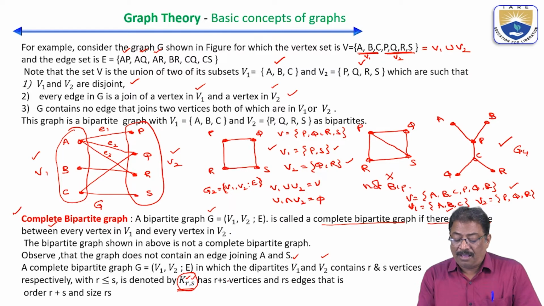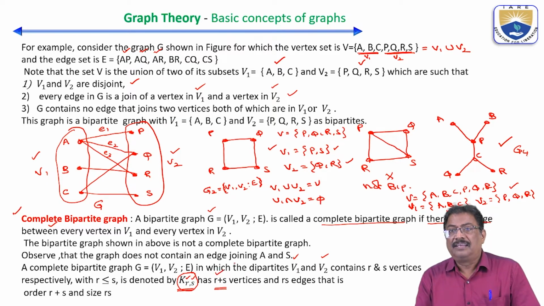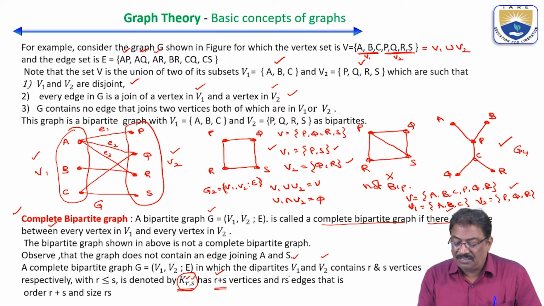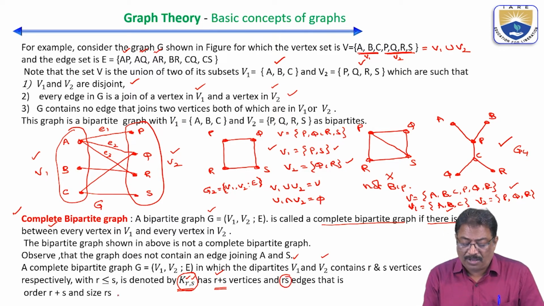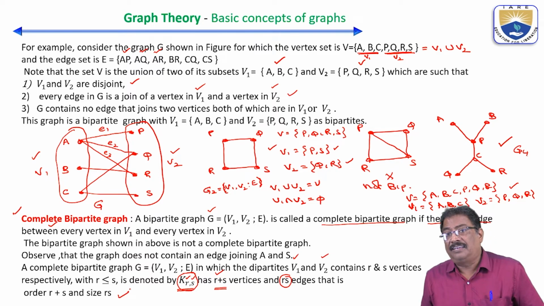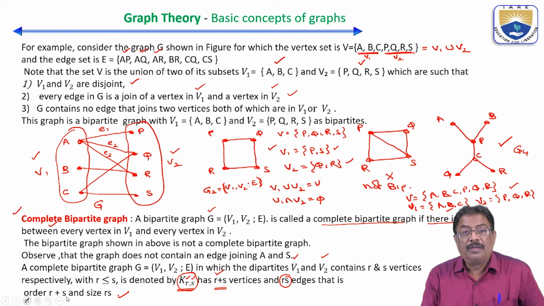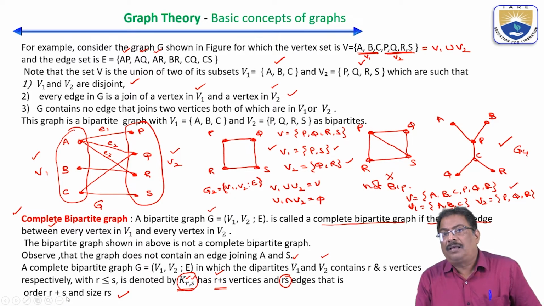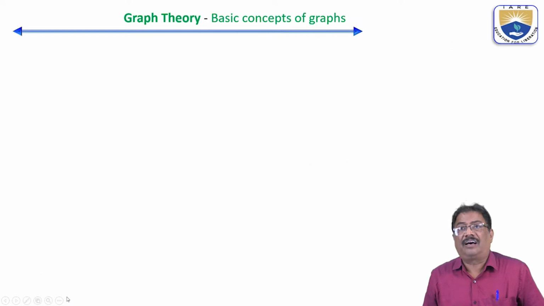Then the total number of vertices in the graph will be R plus S, and the total number of edges will be RS. So that we are going to consider the size and the order. Order is the number of vertices, that is R plus S, and size is R into S.